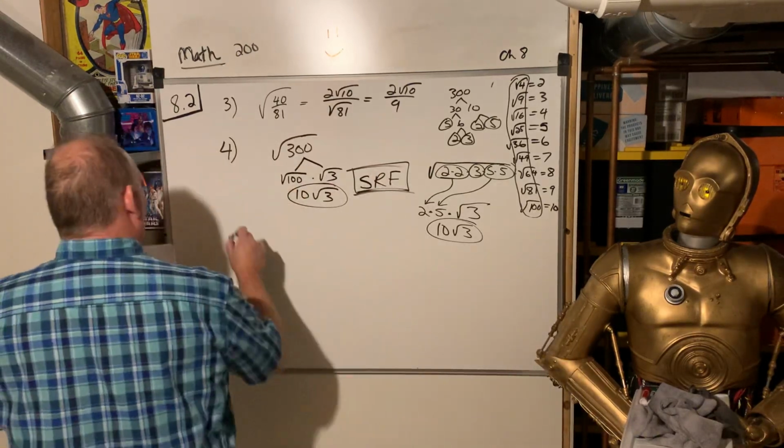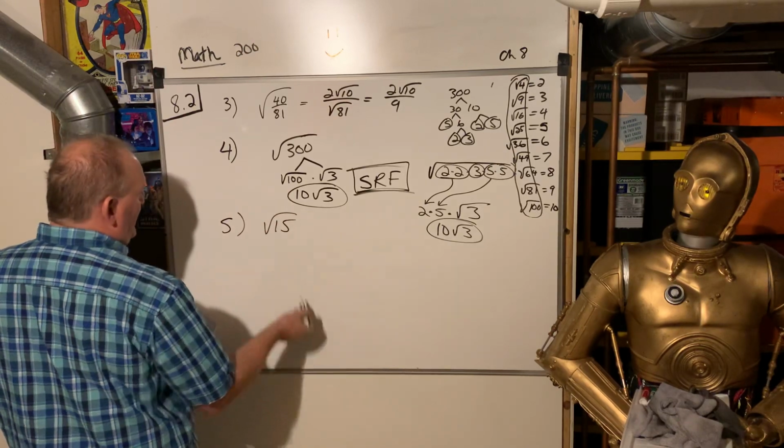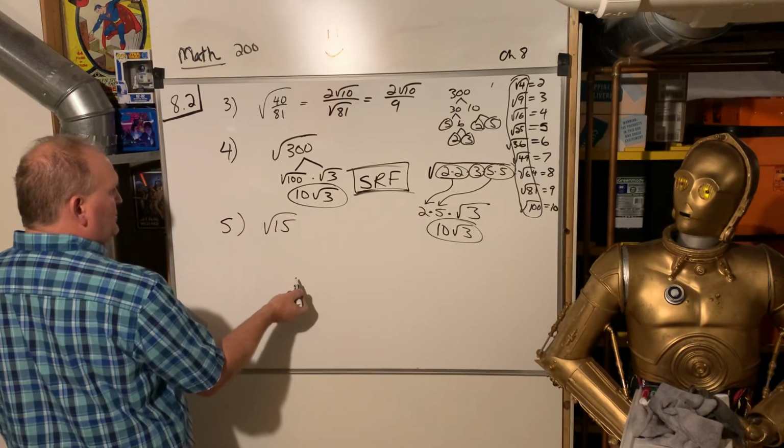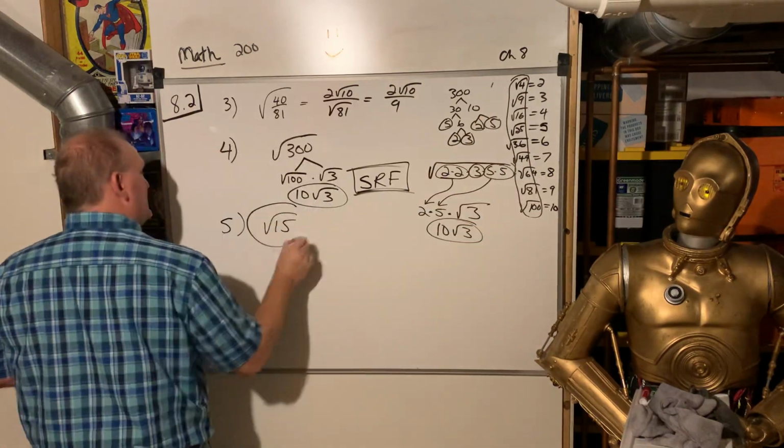Let's see. Number 5, they're trying to trick us. The square root of 15 is the square root of 15. That's 3 times 5. There isn't a perfect square in there. 3 isn't there, 5 isn't there. So that just stays the square root of 15.